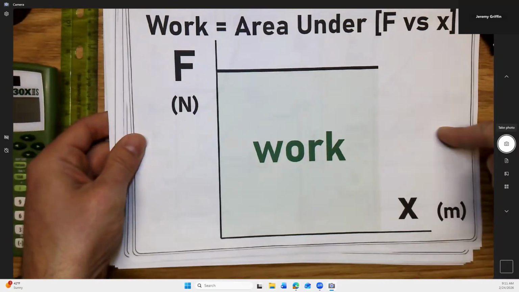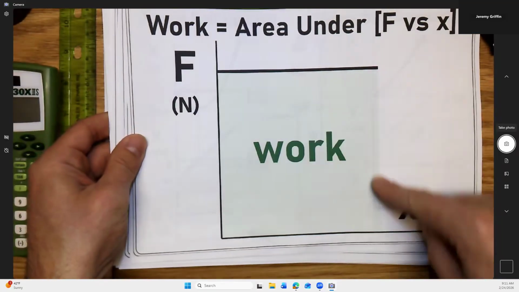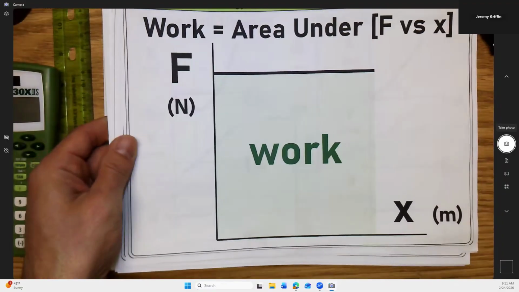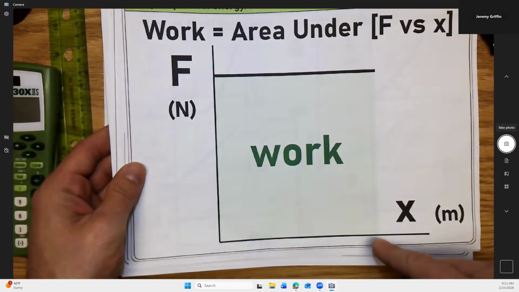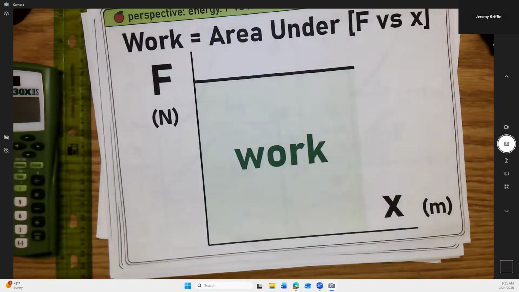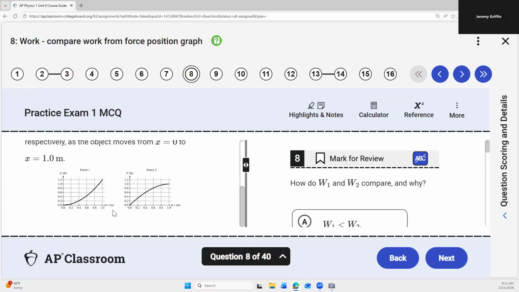If you have a force versus distance graph, the area under the curve represents the work. Now I just have a constant force here. They have a variable force, but it's the same principle. It's still the area under the curve. Okay? So really, that's what we're comparing, isn't it? Which one has more area under the curve?